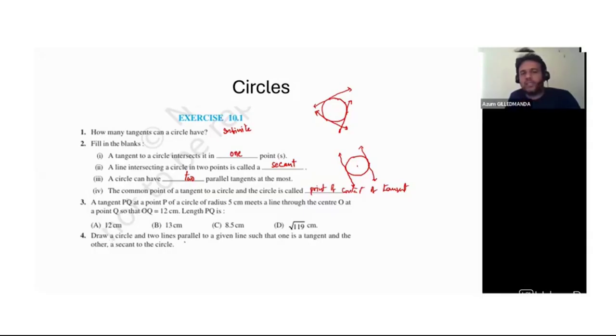Draw a circle and two lines parallel to a given line such that one is a tangent and the other is a secant to the circle. Okay, that's simple. So this is a circle. They're asking you to draw two parallel lines. One is a tangent, so this is a tangent, and another is a secant. Draw some parallel line. Let's say this is XY, XY is a tangent, and let's say X dash and Y dash, this is a secant.